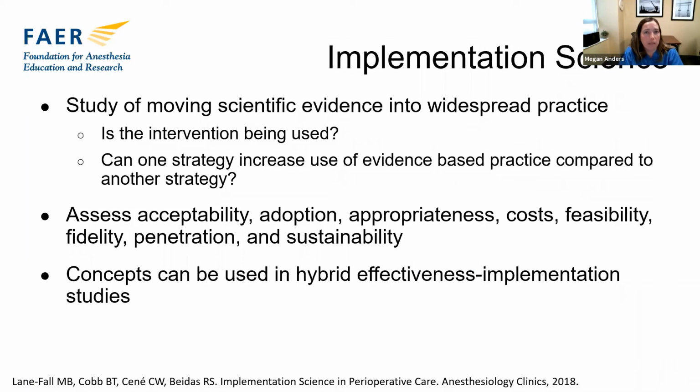I wanted to talk very briefly about implementation science, which has been getting more buzz in the quality improvement, quality research world. This is the study of moving scientific evidence into widespread practice. So once we know something's the right thing to do, does that mean all of us are doing it? Are we using the intervention? Is one strategy to get people to use the intervention more effective than another strategy? And so these concepts can also be studied alongside the effectiveness study, to understand both at the same time, to really speed up that time from understanding that something's the right thing to do and doing it full time. And I would direct you to this paper by Dr. Lane Fall for more information on a really exciting emerging field.